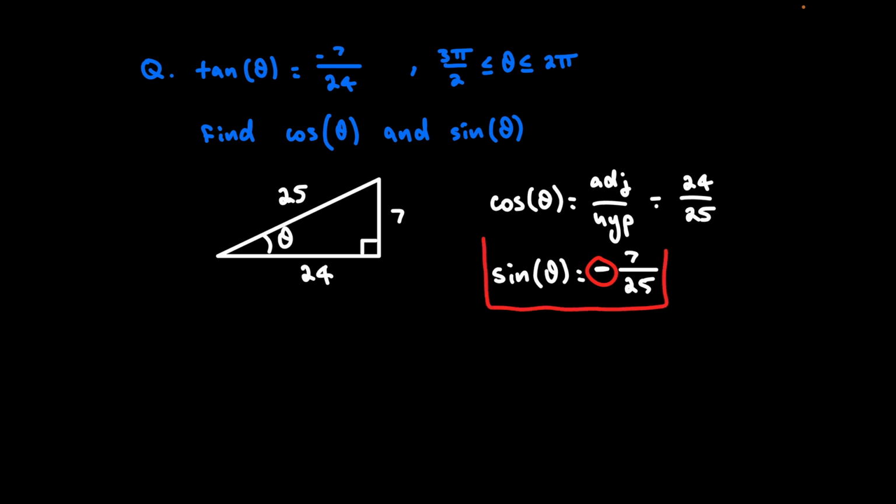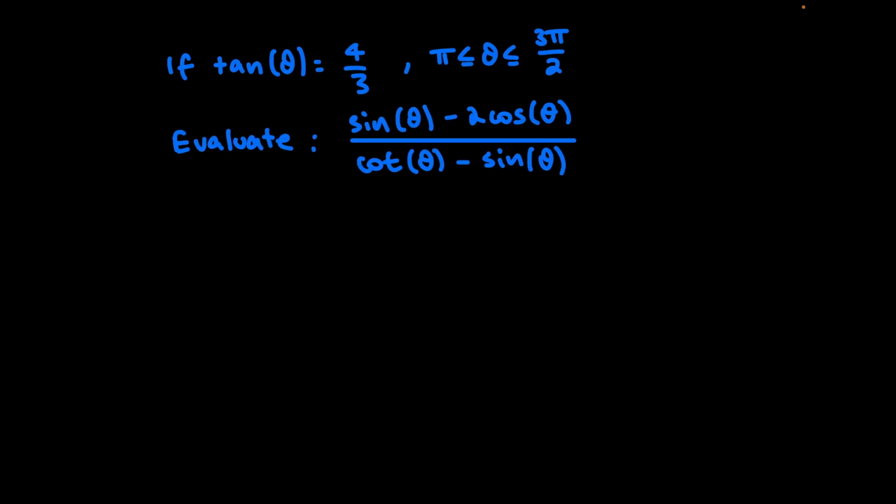The answers to this question are sine of theta equals -7 over 25 and cos of theta equals 24 over 25. Okay, and the last question here.